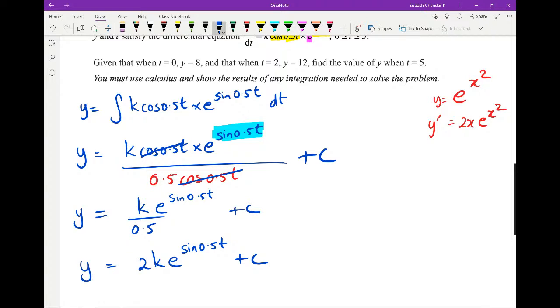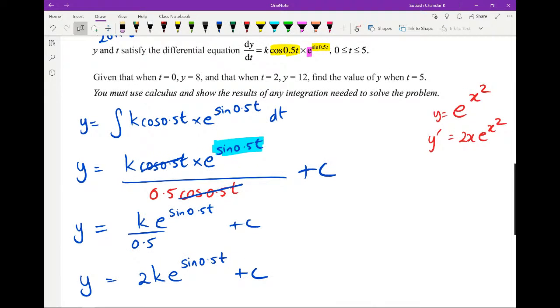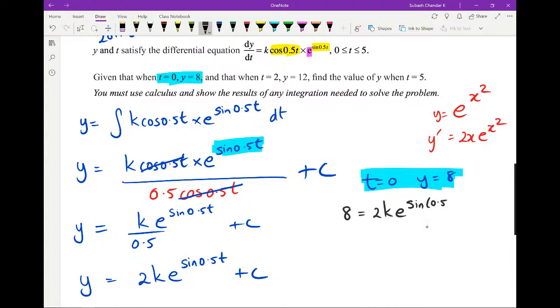And I guess this is where things become quite nice for you guys, because the first part of the question says when t equals 0, y is equal to 8. So I'm going to do that part here: t is equal to 0, y is equal to 8. So 8 is equal to 2k e sine 0.5 multiplied by 0 plus c.